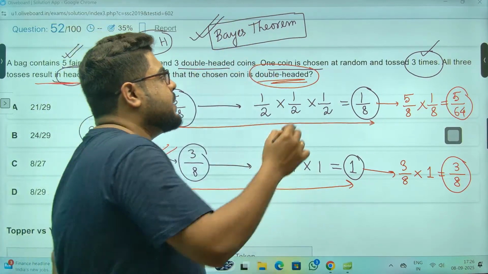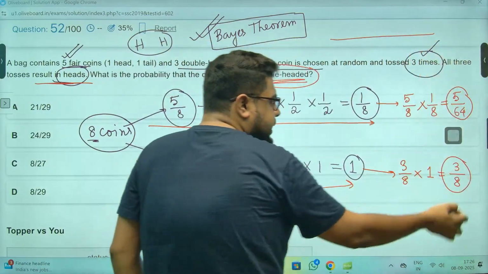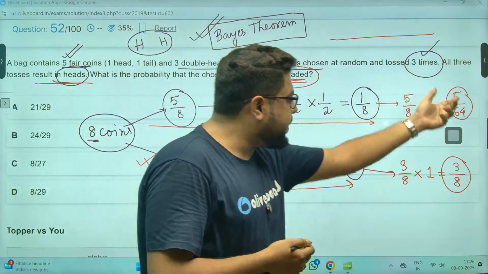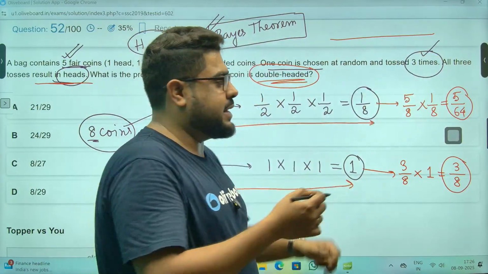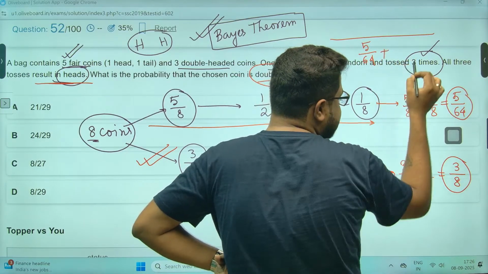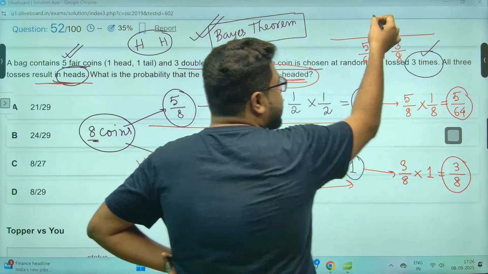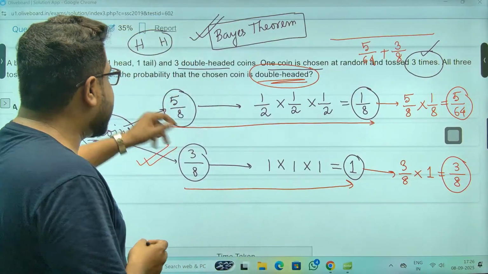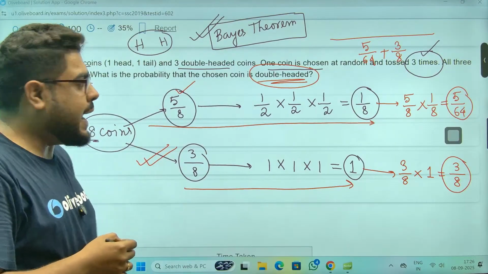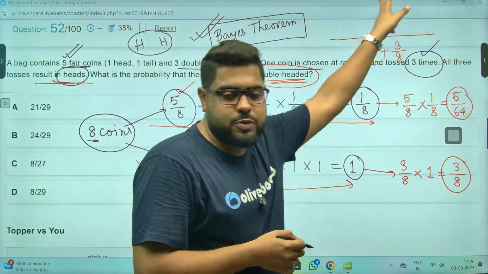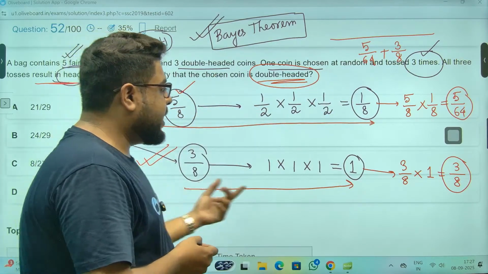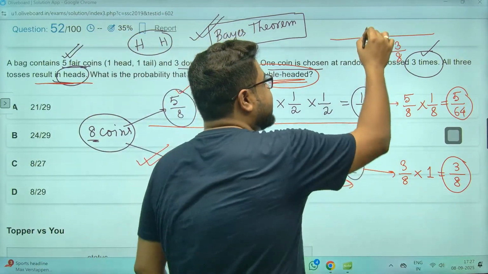Bayes theorem is saying, look, the denominator is always the total. That is the definition of probability. From the total probability theorem, you put the total probability in the denominator, meaning these two summed: 5 by 64 plus 3 by 8. And what is the numerator? If they were asking the probability that the chosen coin is an unbiased coin, then I'd put this as your numerator. But over here, they're asking if the chosen coin is double-headed. Double-headed coin means this is the probability. Put that in the numerator.